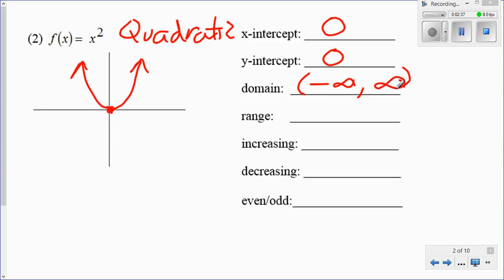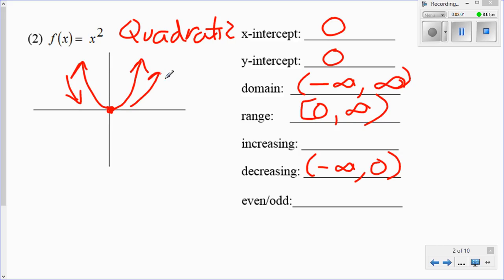And the range, if you read the graph from the bottom to the top, our y values actually start at 0. So the range would be 0 to infinity. Now, this particular graph, again, if you look at it left to right, is decreasing from negative infinity to 0, and then it's increasing from 0 to infinity.